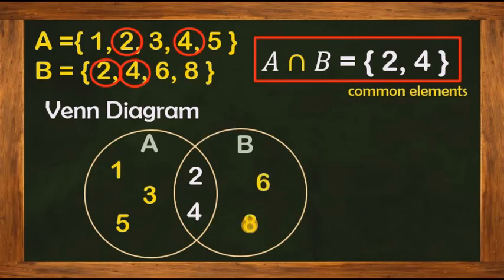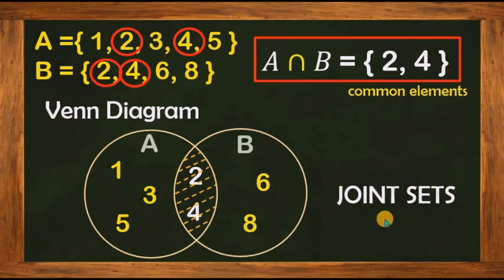Okay? And if you are asked to shade the part of the intersection, this is the area that you will be shading, since this is where the two sets overlap. And this is where you can see their intersection. So this is how you are going to represent the intersection of sets using the Venn diagram. And by the way, these examples also show that these are joint sets. Okay, I know you can still remember joint sets. Why? Because they have common elements. So if they have the same elements, they are also considered joint sets.